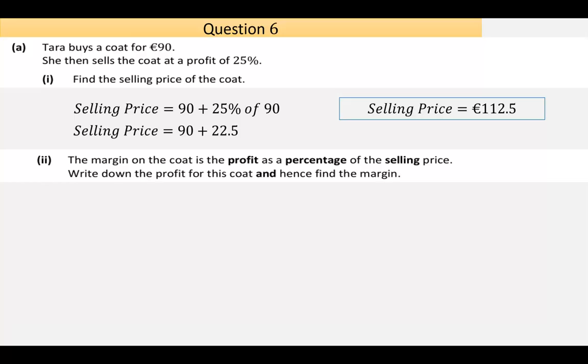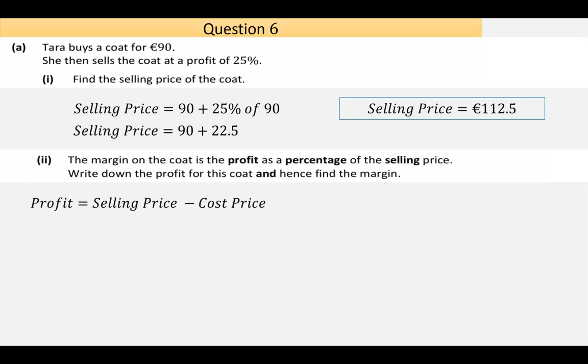Now, part 2 says the margin on the coat is the profit as a percentage of the selling price. Write down the profit for this coat and hence find the margin. Now, this is slightly more unconventional. So let's get stuck in. They're highlighting certain words. And the first thing I would do is find out what the profit is.